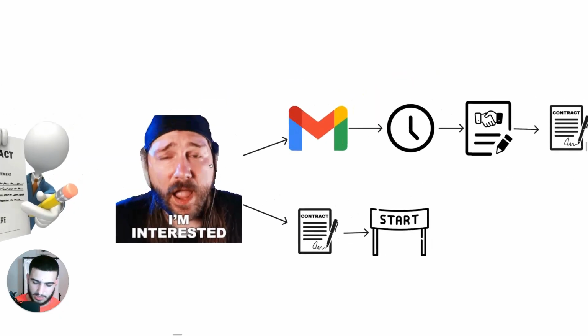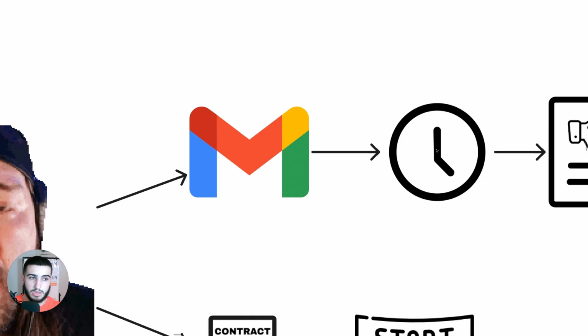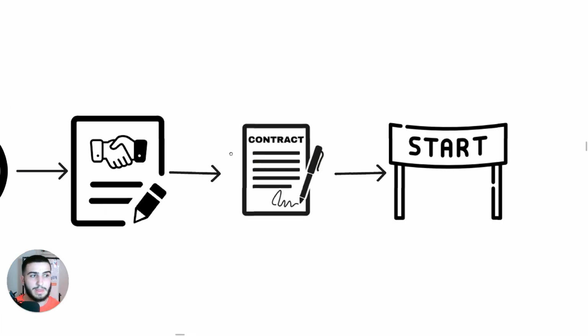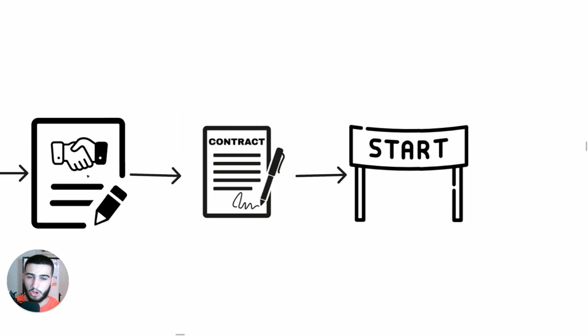Let's say your prospect is interested. They're going to have to send you an email to tell you they're interested. They're going to have to wait for you to reply. They're going to have to wait for you to draw up a contract, sign the contract, and then they can get started. That just adds extra unnecessary steps to the sales cycle, which you don't want. You want to make it as easy for them to get started as possible.